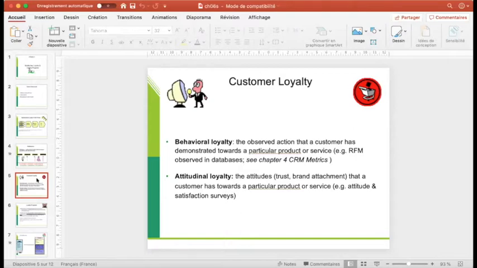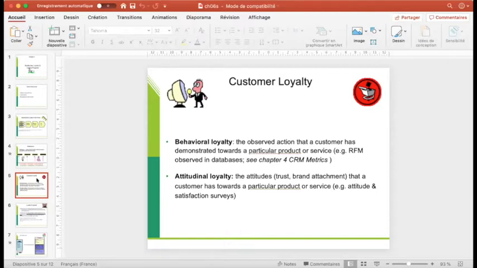On the other hand, we have also attitudinal loyalty. These are the attitudes. That is what we think about a brand. So, for example, if we trust a brand, or if we like a brand, or if we are attached to a brand. So it's not really what we can observe. We can only measure it with surveys, with questionnaires, through attitude or satisfaction or trust or customer attachment surveys. Attitudinal loyalty is the loyalty that a customer feels towards a brand.